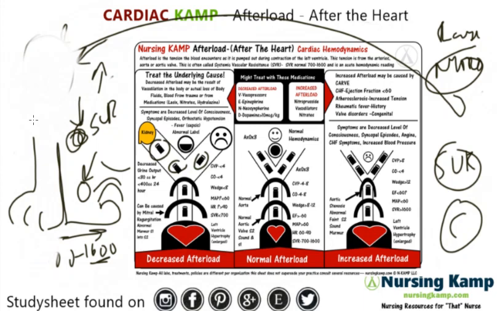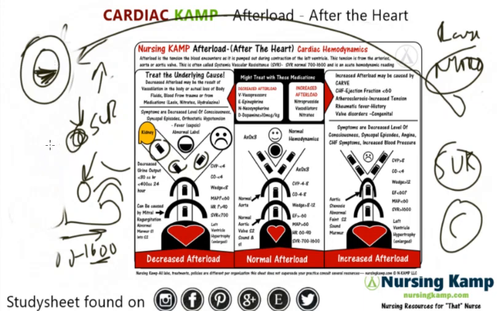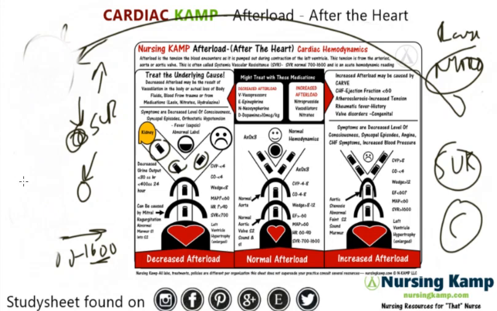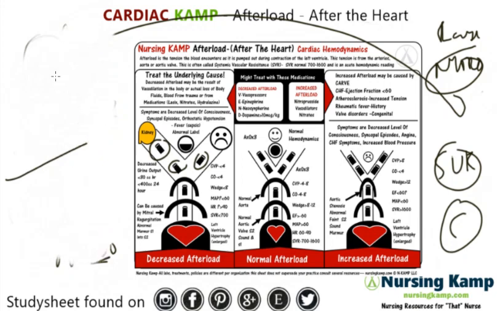Okay, so let's talk about decreased afterload. It's the same thing as decreased preload. The problem is that there's not enough fluid or it's vasodilated. The first thing is that you're going to have decreased urinary output. And when you have decreased urinary output, the kidney labs will increase. So the BUN and creatinine will be elevated.